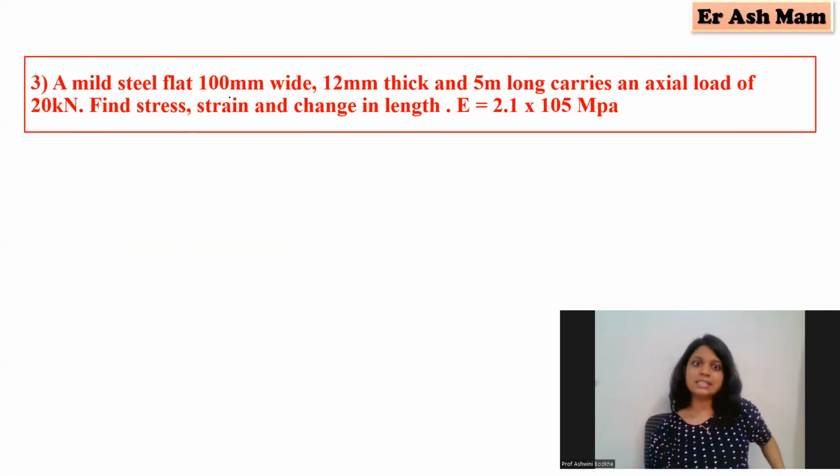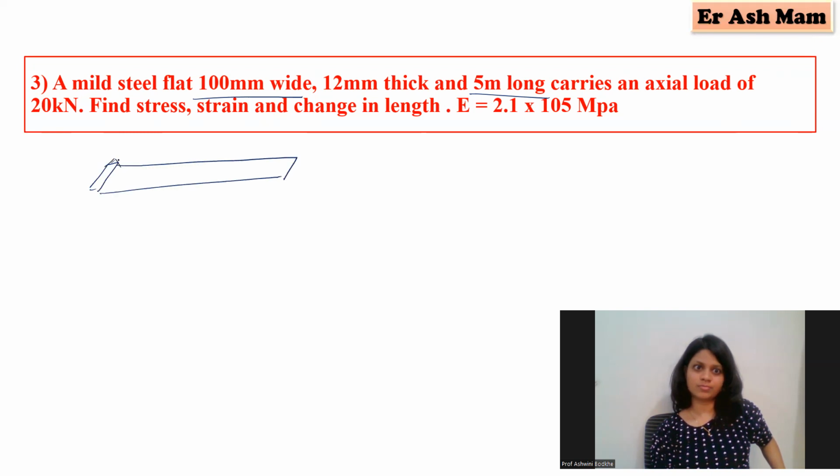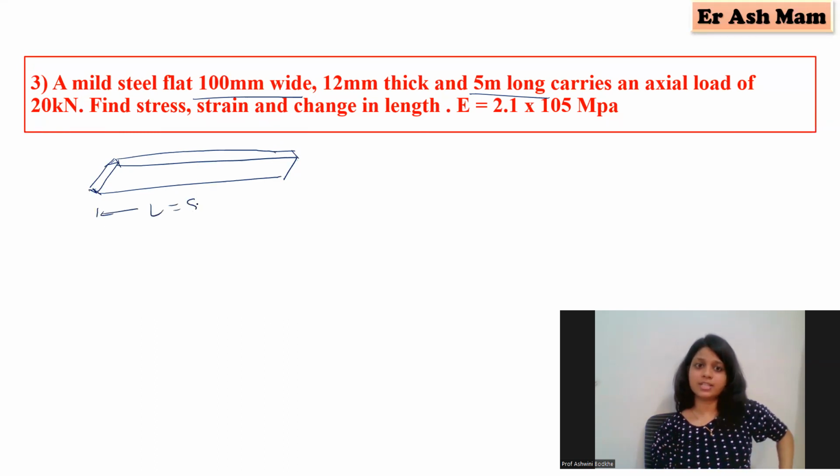Numerical number 3. A mild steel flat, 100 mm wide by 12 mm thick and 5 meter long. One flat is given having all these dimensions. Length is 5 meter, that is 5000 mm, thickness is 12 mm, and the width is 100 mm.